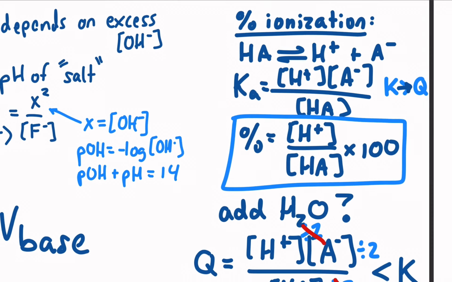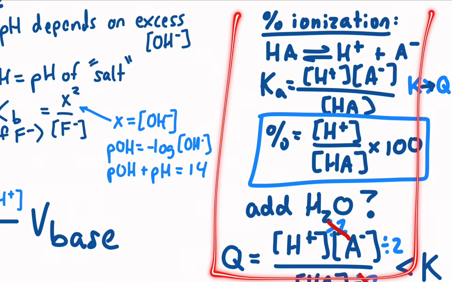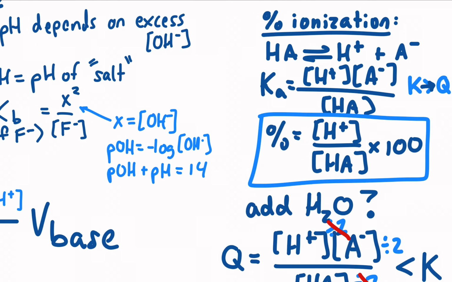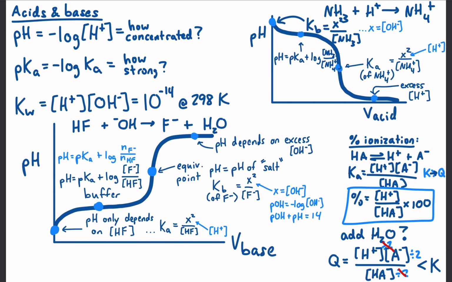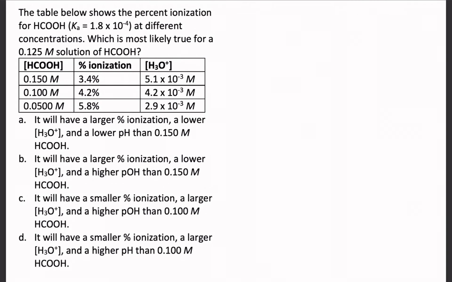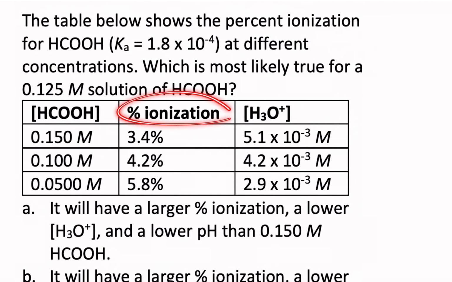A very common thing that shows up on the AP is how is percent ionization affected by adding water, and you can use the Q expression to explain that. All right, that's a very busy crash course review to remind you of lots of things related to acids and bases. Let's look at some practice questions to see if we can make sense of how to use some of these concepts. I spy percent ionization right away.